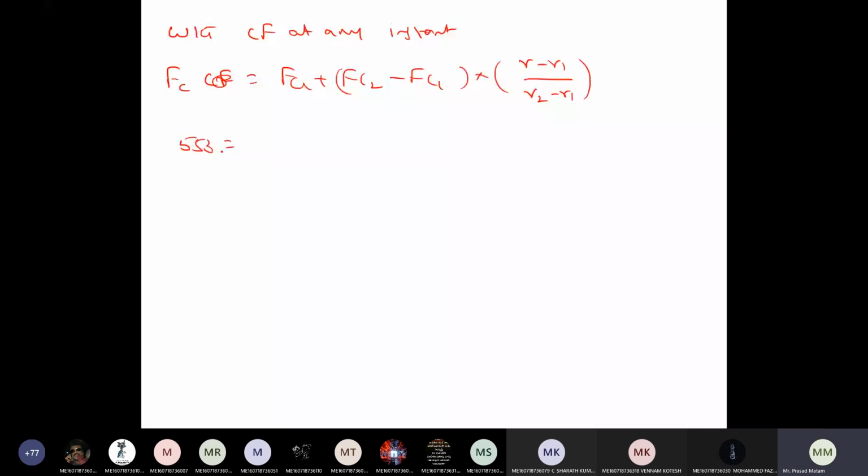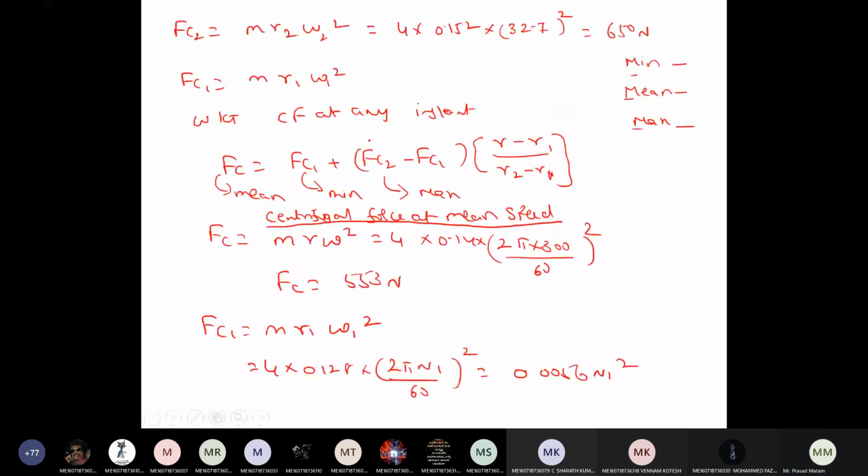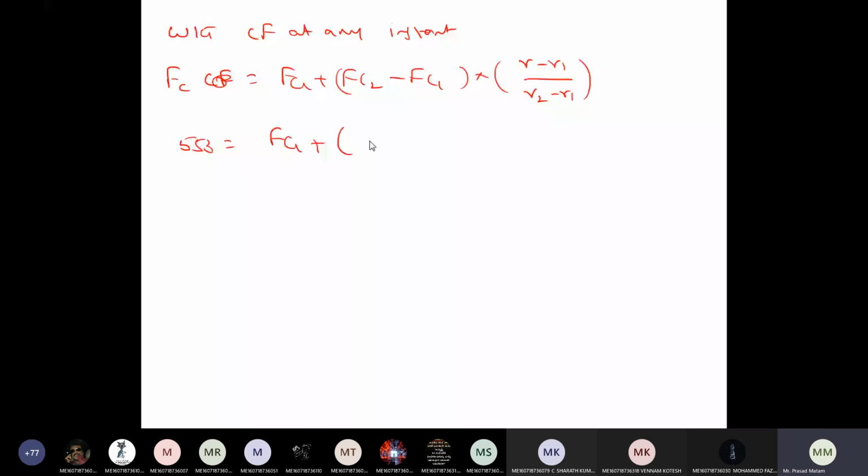FC1, do I know the FC1 value? I don't know. Keep this as FC1 plus what is FC2 I am getting? 650. Somewhere I have solved here, FC2, 650 newtons, right? FC1 into small r is 0.14 meter, R1 is 0.128, and R2 is 0.152. On solving this equation, I am getting FC1 as 456 newtons.